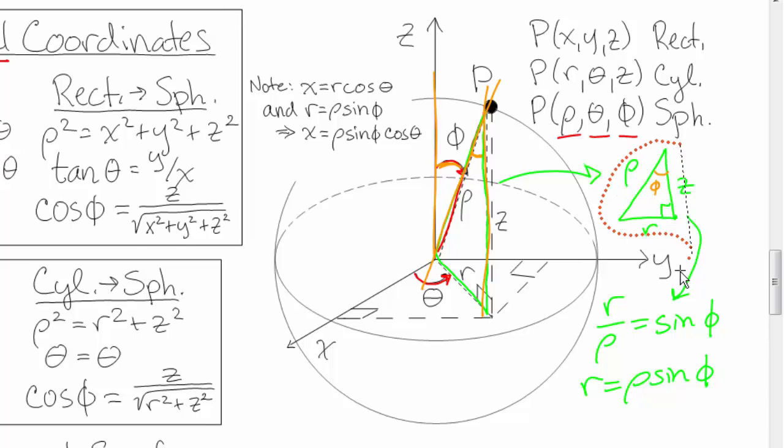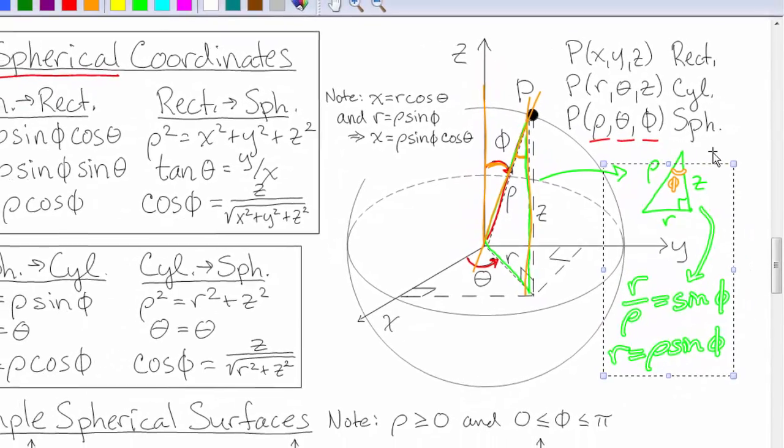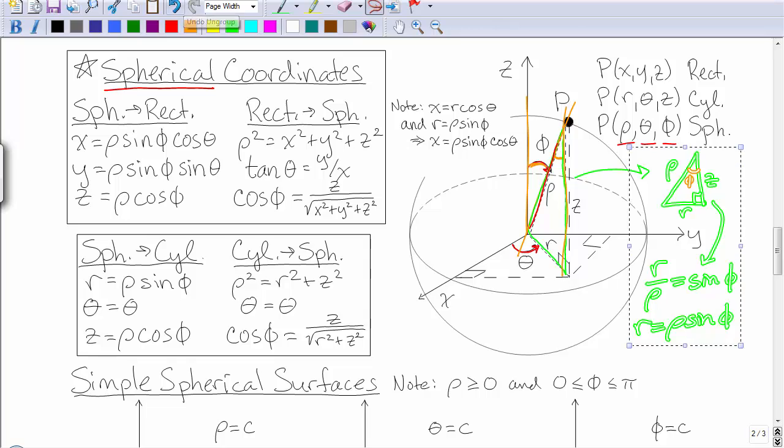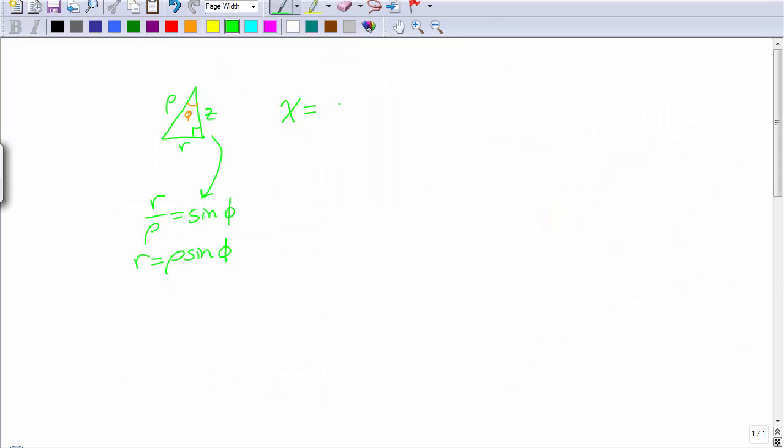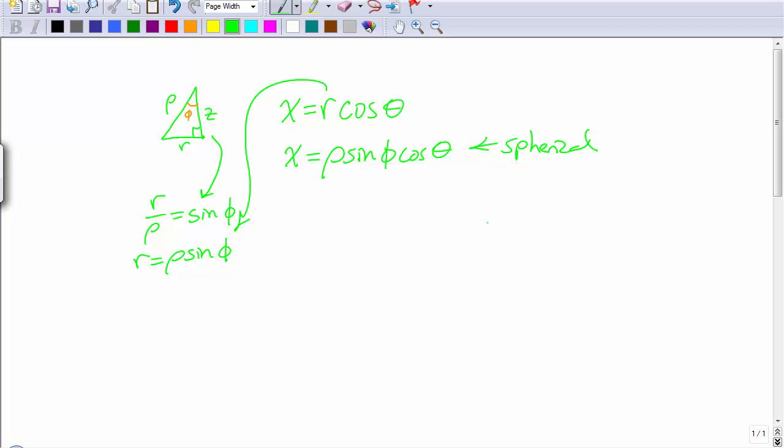Let's take a look at all of this where I have a little bit more space. Given that we know from polar and cylindrical coordinates that x equals r cosine theta, now, since r equals rho sine phi, x equals rho sine phi cosine theta. This is now our conversion for spherical coordinates. Likewise, for y, we have r sine theta. So in spherical coordinates, this becomes rho sine phi sine theta.